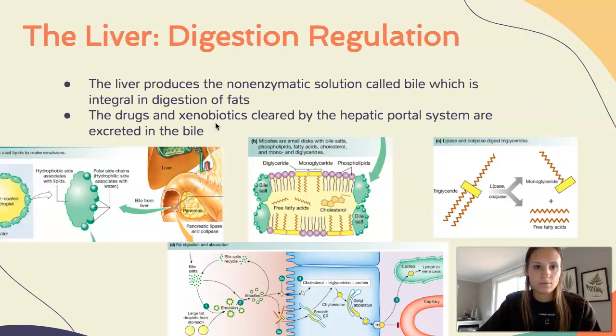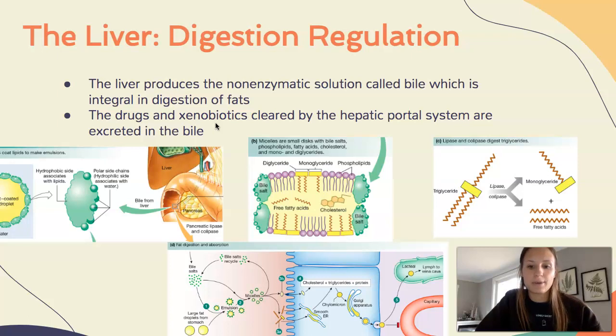The liver is also an accessory organ in the process of digestion, so it produces a non-enzymatic solution called bile, which is integral in the breakdown and absorption of fats. Additionally, the bile created in the liver excretes the drugs and xenobiotics which were cleared by the hepatic portal system. The images below demonstrate the stepwise manner in which bile breaks down fats.